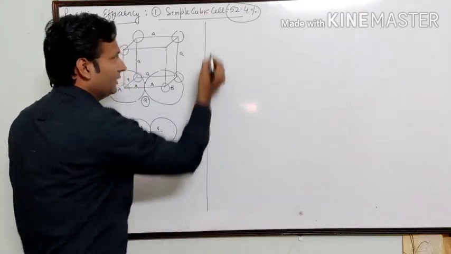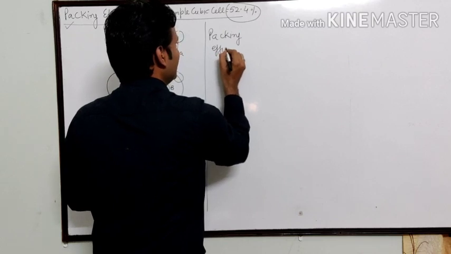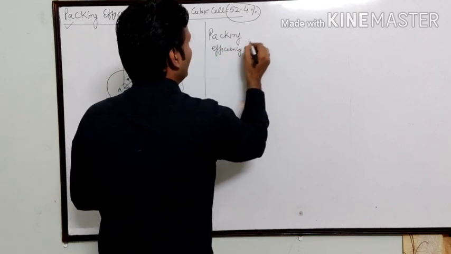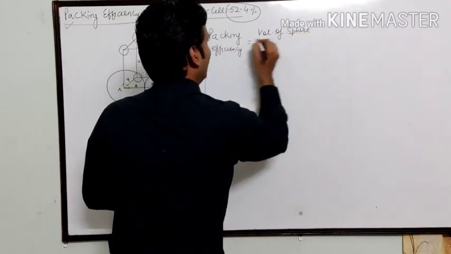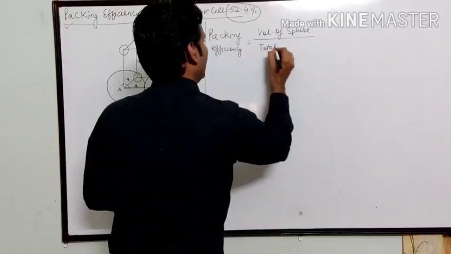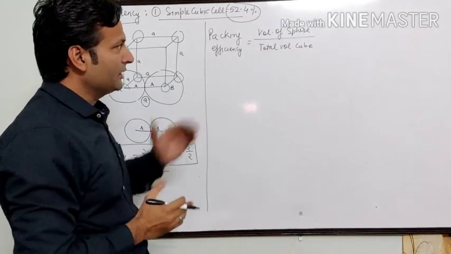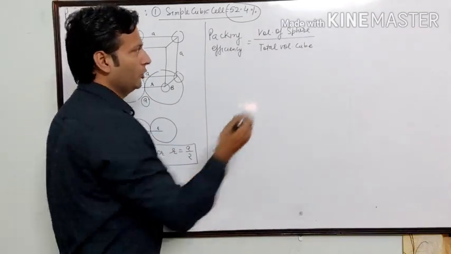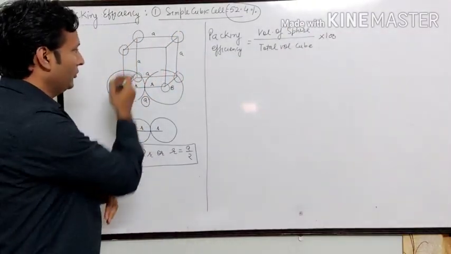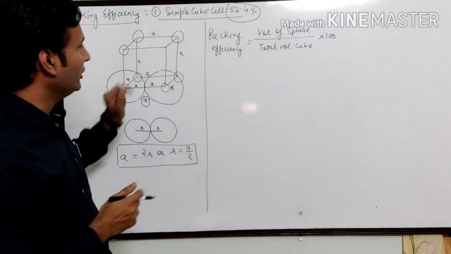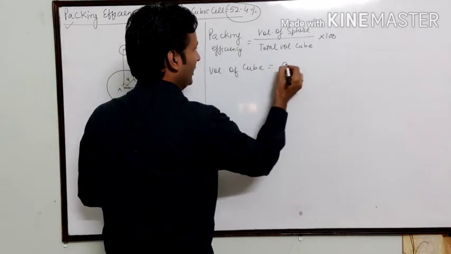Then let's start. What is packing efficiency? Packing efficiency is the ratio of volume of sphere upon total volume of cube. So packing efficiency is the ratio of volume of sphere upon total volume of cube into 100. Okay. Then what is the volume of cube? Volume of cube is side cube and side is equal to A. It means volume of cube is equal to A cube.